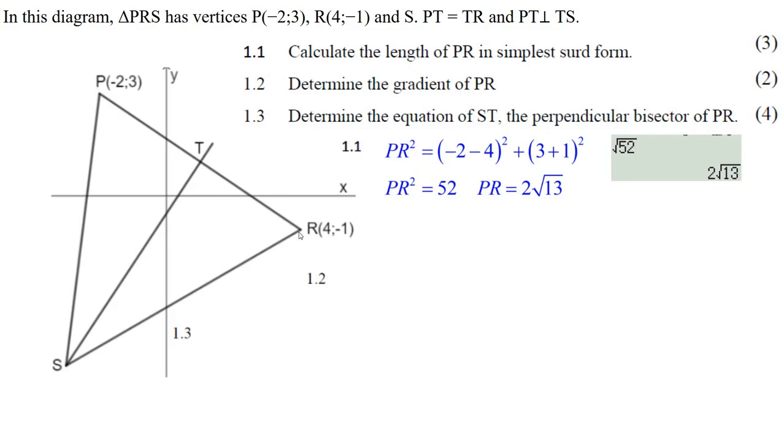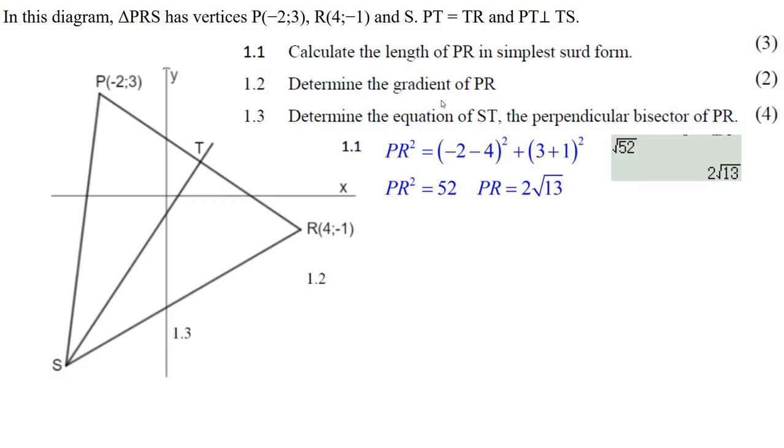And what do you do? You subtract the x values, minus 2 minus 4. You square it. You go 3 minus 1. That's 3 plus 1 squared. This is going to be minus 6 squared, which is 36. That's 4 squared, which is 16. And 36 and 16 is 52. Now, if you take the square root of 52, your calculator will tell you it's 2 root 13, because it's 4 times 13 and the square root of 4 is 2. There's the first one done.